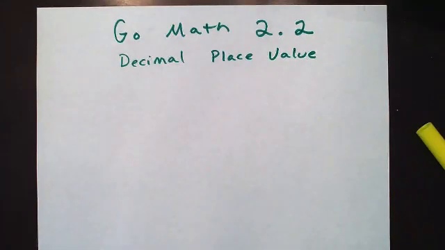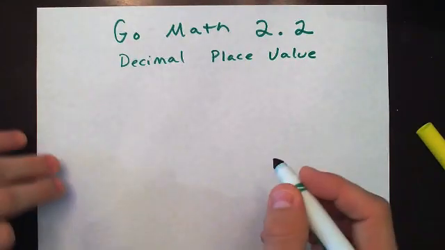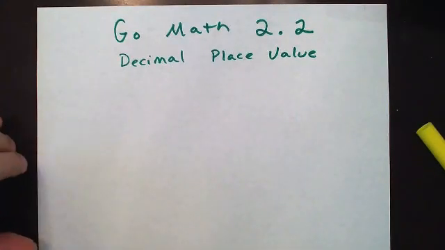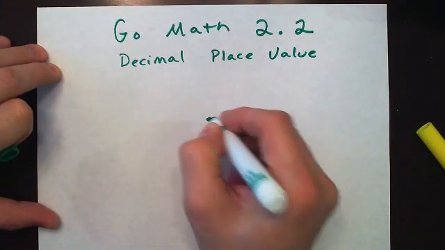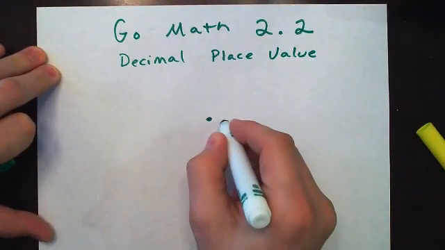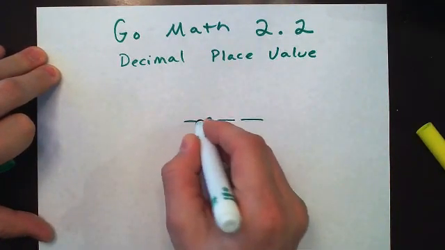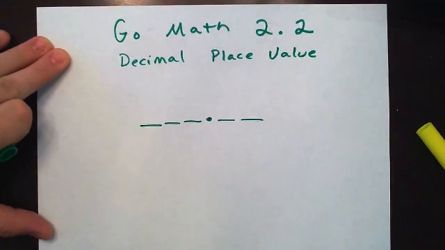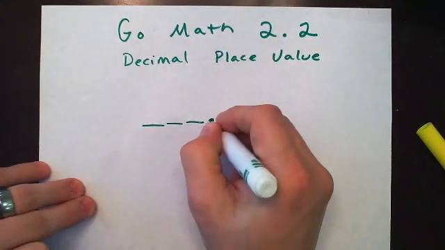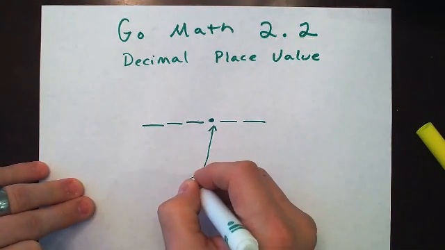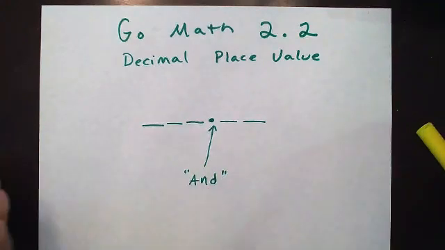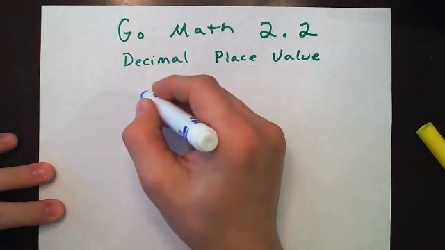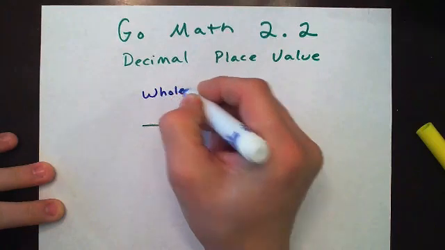All right, this is the lesson for Go Math 2.2 over decimal place value. We've already talked about decimal place values. This is a review, so this shouldn't be too horrible for you. If you remember, just a quick review, the decimal point separates the wholes from the pieces of wholes, and we always read the decimal as the word "and." Over here to the left of the decimal are our whole numbers.